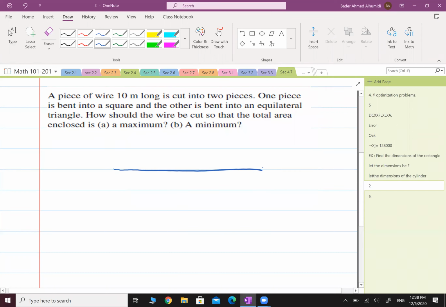We have a wire. The length of this wire is equal to 10, everything equals 10 meters. Now we say we need to cut it somewhere. I don't know how much to cut, I don't know where to cut. Okay. After cutting, what should we do? One of them will be bent into a square, the other one into an equilateral triangle. So we will assume this piece is, for example, x. And the other piece will be what? 10 minus x. Very nice.